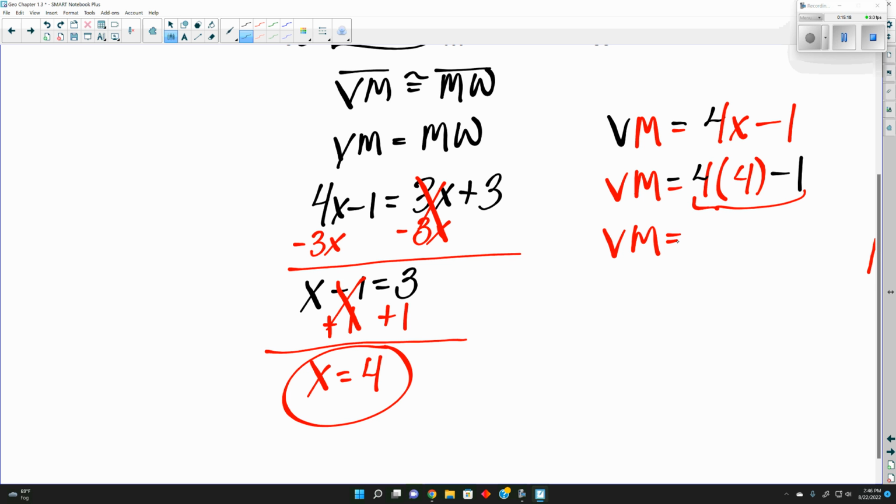So we have this here, yes? Is all of that a number? 4 times 4 minus 1? You can plug it in. I can plug in a calculator, 4 parentheses, 4, close parentheses, minus 1, hit enter, and it'd tell me the answer, yes? If we did this by hand, 4 times 4 is? So VM is, and that's the answer. Questions on this here?